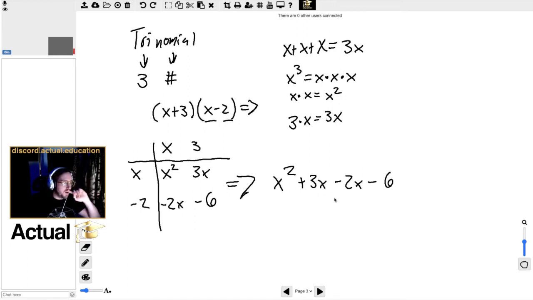Negative 2x and negative 6. So no, remember, this has an x on it. This doesn't. So these: 3x, negative 2x. Good, Melon. Yeah, this one and this one. So it ends with x squared plus x minus 6. Good, perfect, dude. That's it. So that's how you can expand 2 things in parentheses, multiplying, into a single trinomial.